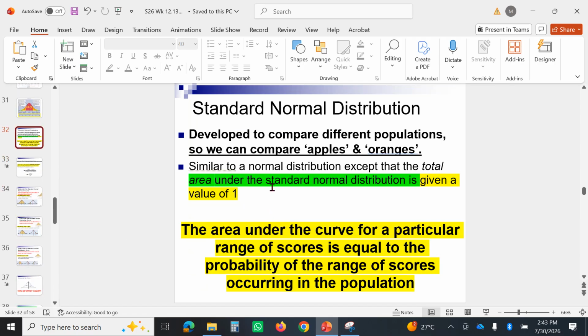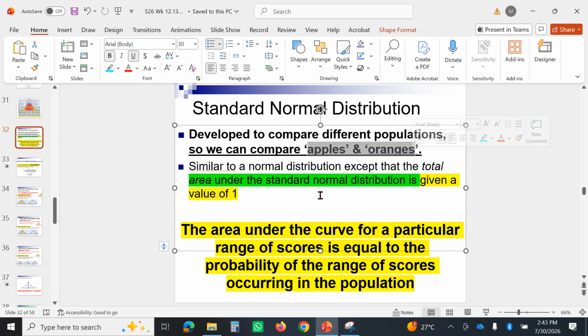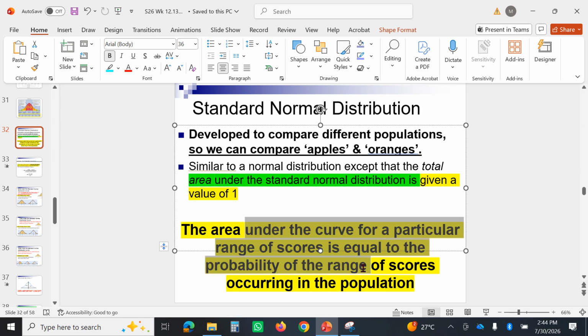So the standard normal distribution was developed to compare different populations, so we can actually compare apples and oranges. It's crazy, eh? It's similar to the normal distribution, except that the total area under the standard normal distribution is given as a value of 1. So the area under the curve for a particular range of scores is equal to the probability of that range of scores occurring in the population. Probability equals the area under the curve, and we're going to show you that.